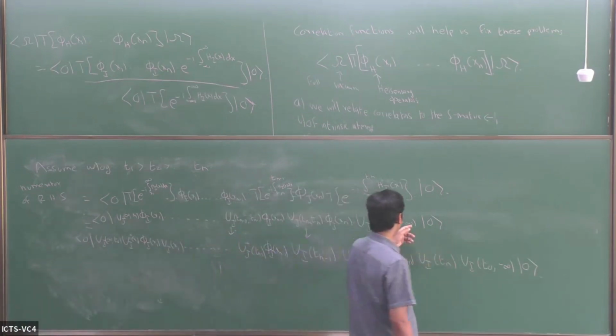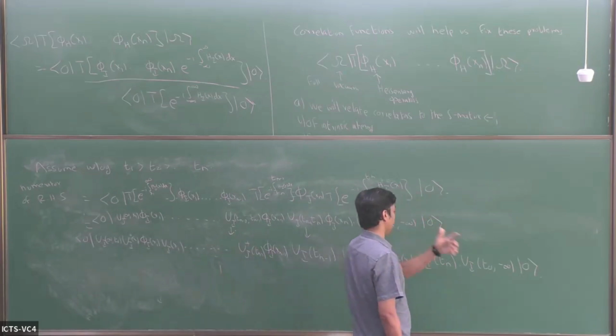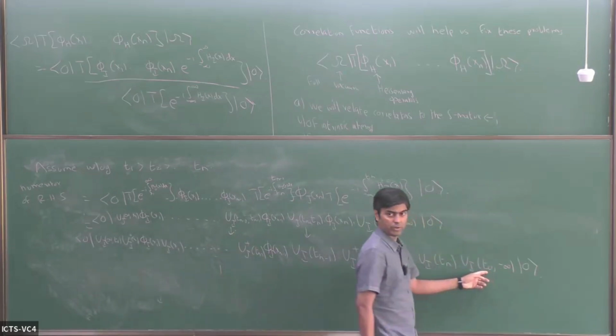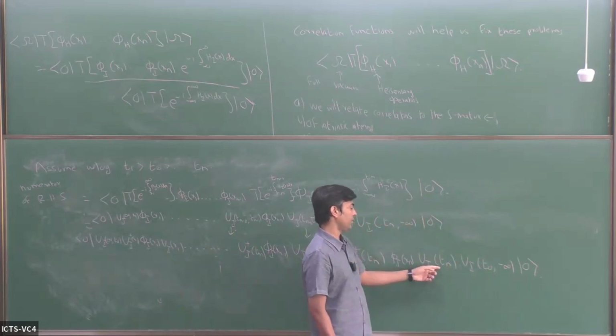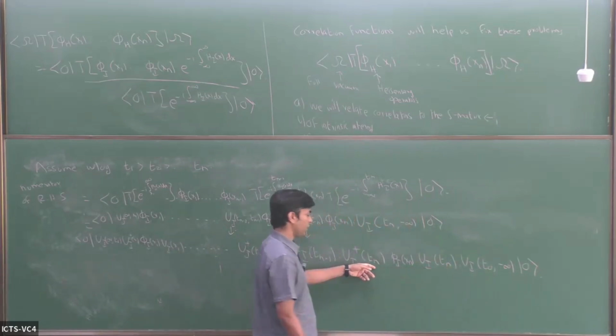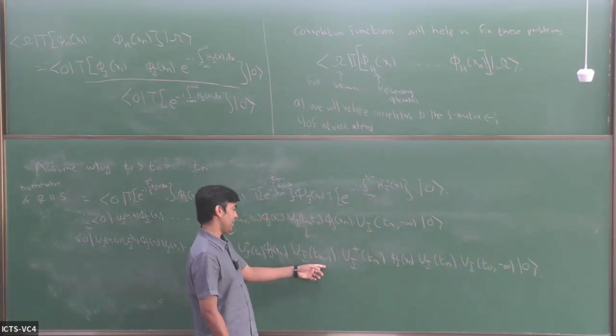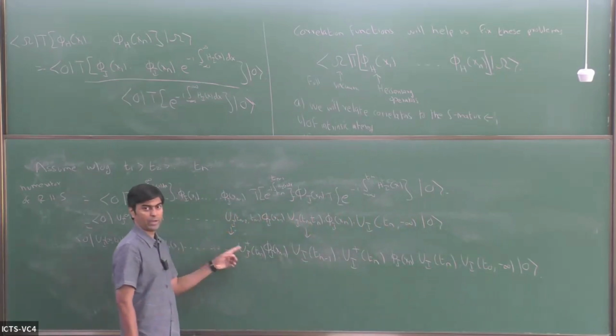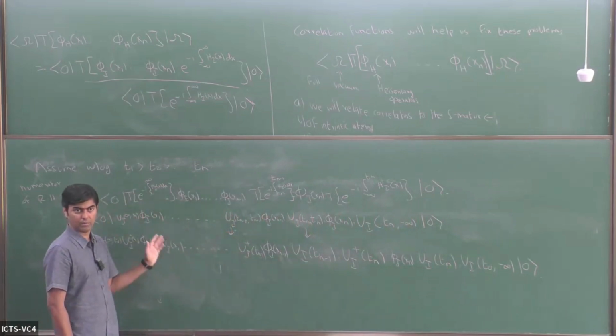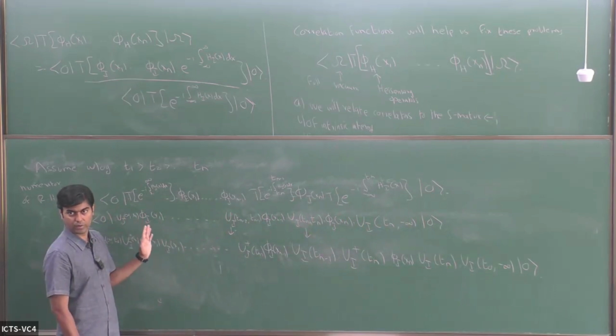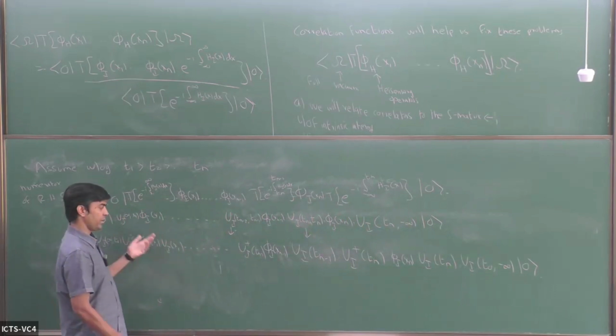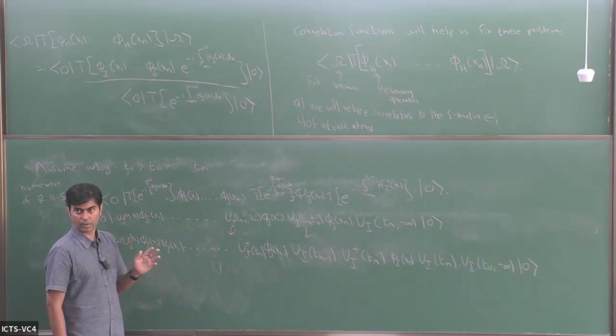This is evolution from minus infinity to t1, which I can think of as evolution from minus infinity to t0 and then evolving from t0 to tn. Then I evolve back in time. Then here I have evolution forward in time, then evolution backward in time, then forward in time, backward in time, and so on. Okay, is this clear to everyone? If it's not, if you write it out, it'll be clear to you.